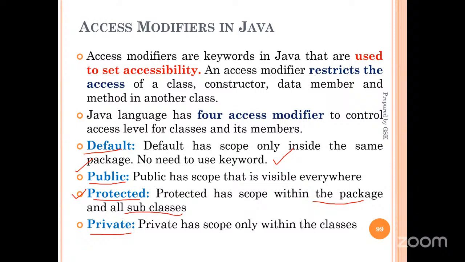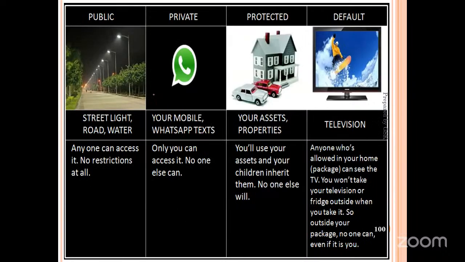Private, so you can access that within the same class only. Private means no one can access that from the out of the class. With the help of examples, you can understand that. So this is public. For example, street lights are the public property, right? Anyone can access that. No restrictions at all. For example, private example is WhatsApp, your chats. Obviously, that might be private to you only. You only can access your WhatsApp account. No one else has access to that.